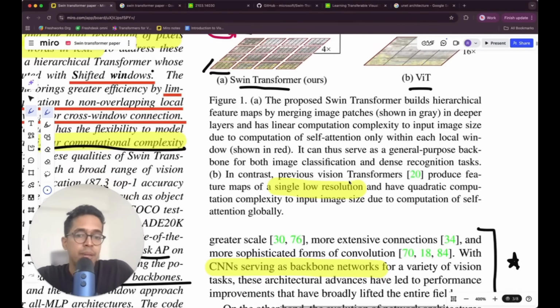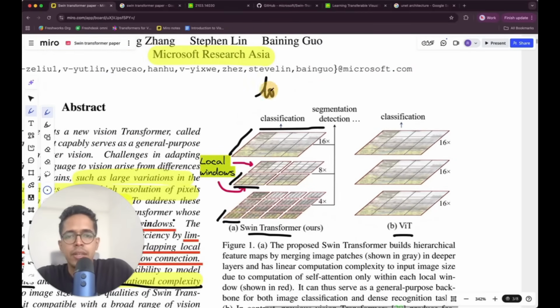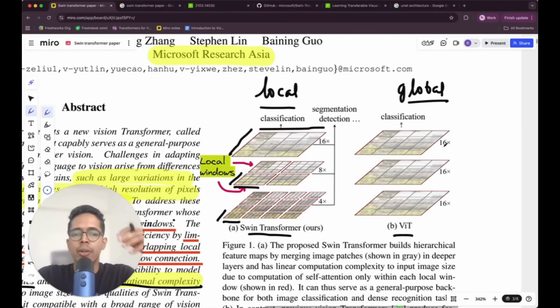In contrast, previous Vision Transformers produce feature maps of single low resolution and have quadratic complexity to input image size due to computation of self-attention globally. So that's the main difference. Here the computation of self-attention is local in Swin Transformer. In Vision Transformer, it is global. It's global because for constructing the attention scores, you are considering every single image pixels that are part of every single patch. The whole image is considered just like that to construct the attention scores.